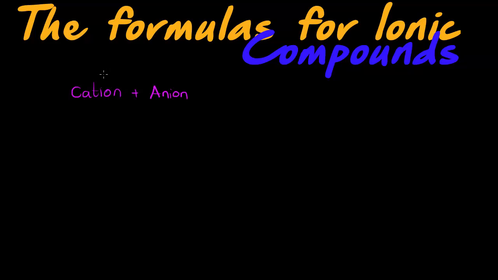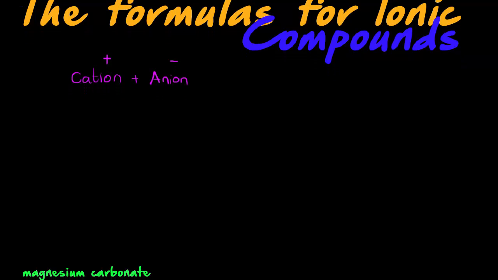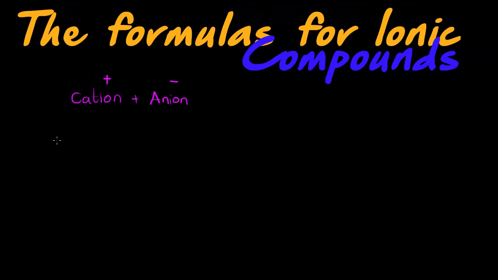Now, the cation has a positive charge, the anion has a negative charge, and because of these opposite charges, they have a strong attractive force between them, therefore creating a molecule. Okay, so with that in mind, let's go ahead. In the first place, what do we need to know?